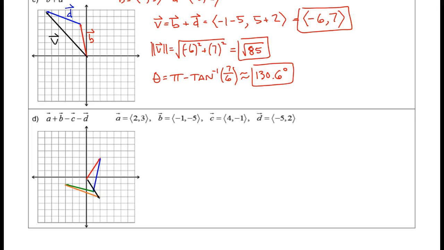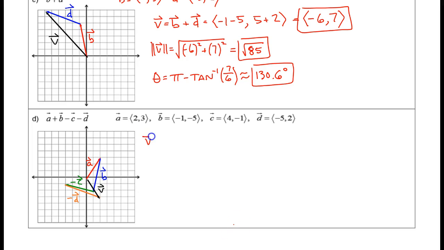So let me try and label these for you. We started with vector A, and then we had vector B, then we had the opposite of vector C, and we had the opposite of vector D, which gave us a final vector of V. Okay, and it's pretty easy to see that V is going to have a horizontal component of 2 and a vertical component of -3, but let's just show the math that gets us to that.